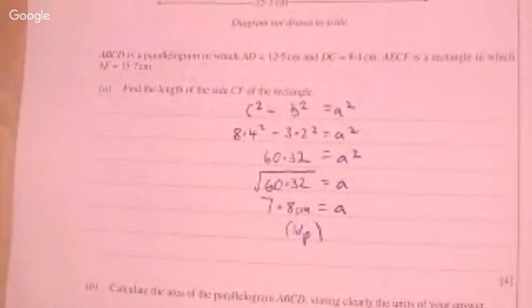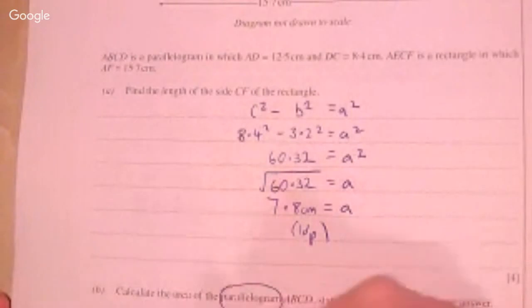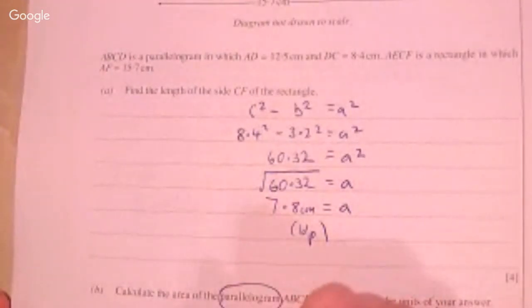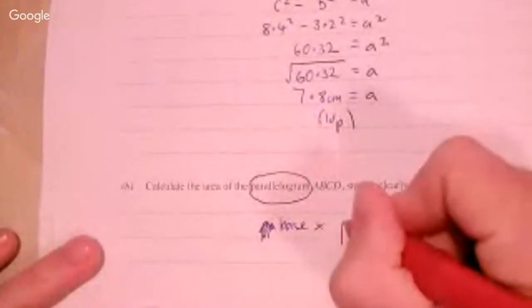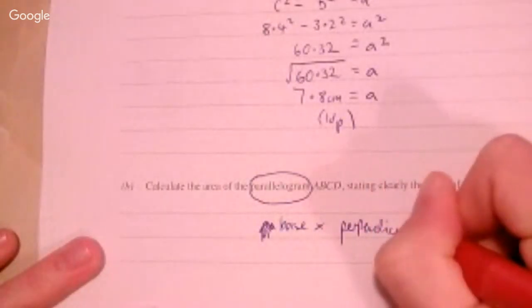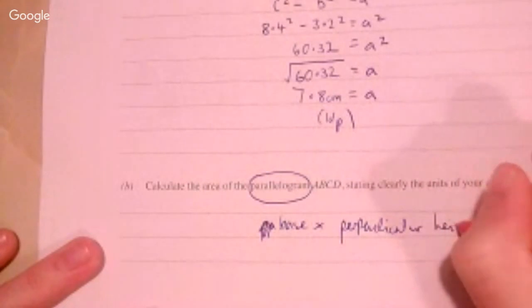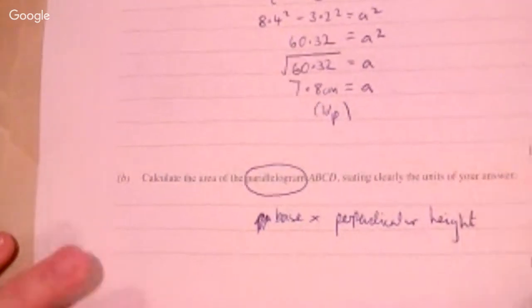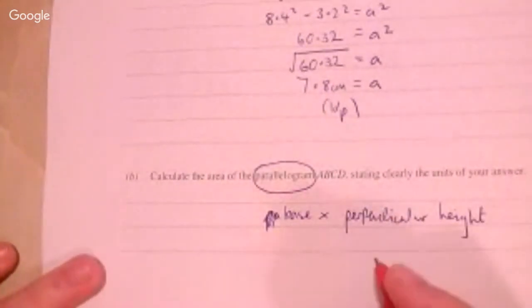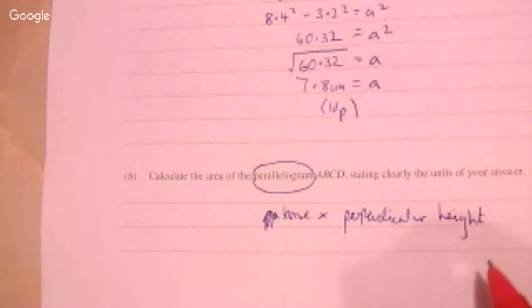Next, it asks me to work out or calculate the area of the parallelogram. You should know that the area of a parallelogram is just base times by perpendicular height. So perpendicular height is what we just found. It's the distance between the bottom and the top. So the base of the parallelogram isn't 15.7, it's 12.5.